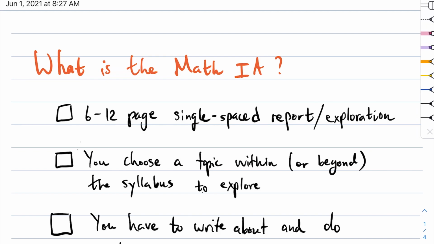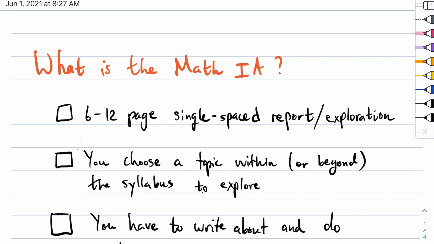Okay, so what is a math IA? A math IA is just a 6 to 12 page single-spaced report or an exploration. I like to think of it as an exploration. You basically choose a topic, and that topic is a topic that falls within the HL syllabus or maybe perhaps beyond the HL syllabus, and then you write about it. And you explore some mathematics. Okay, whatever mathematics, it's completely up to you.